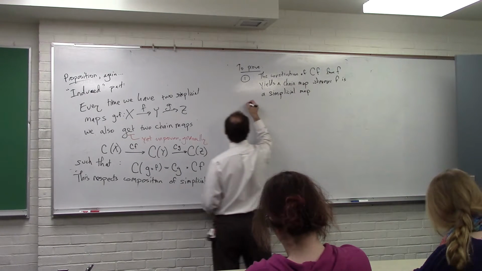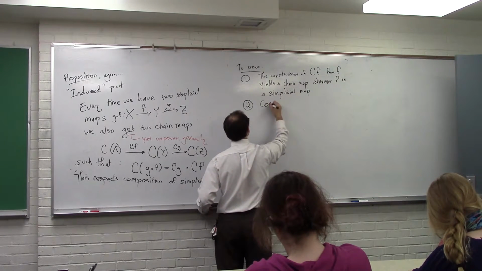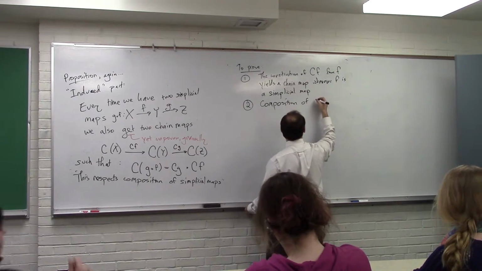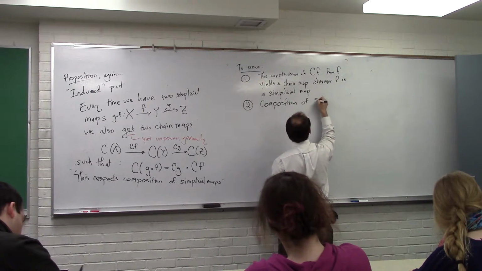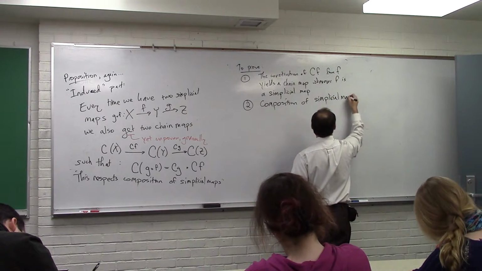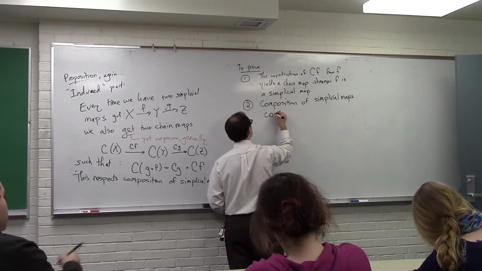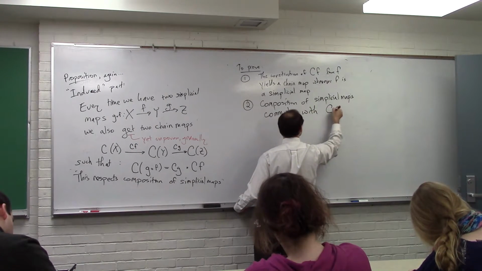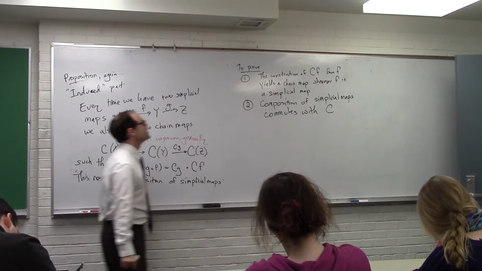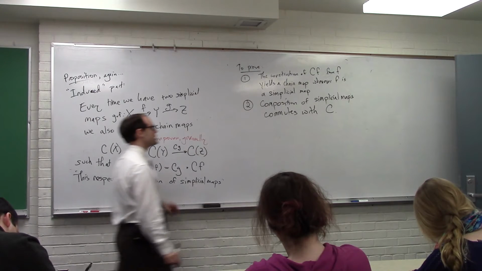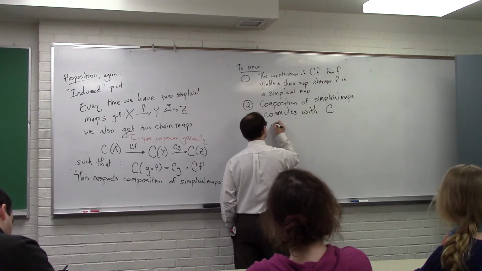And then the second point is that composition of simplicial maps commutes with that operation of turning things into chain complexes. So it commutes with C, that's this equation here.